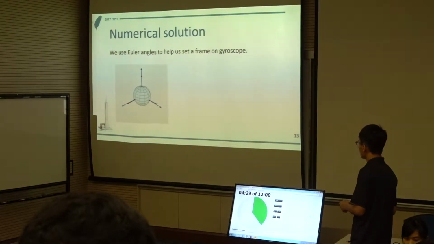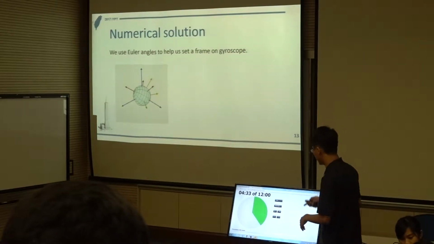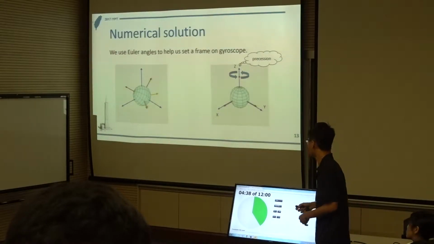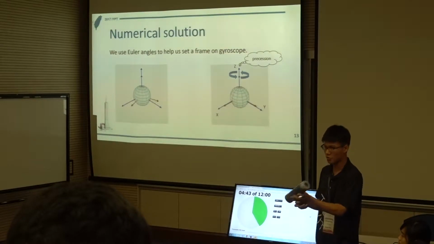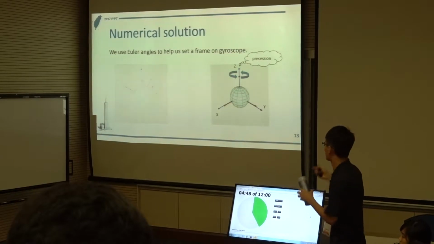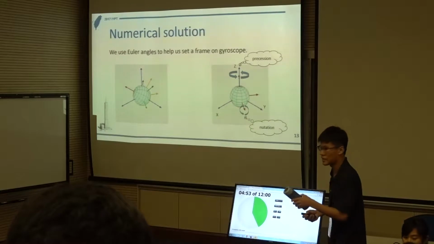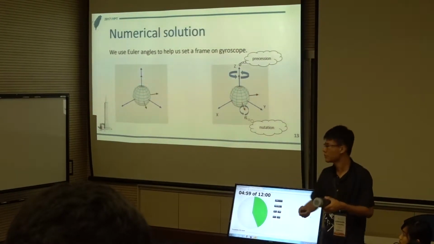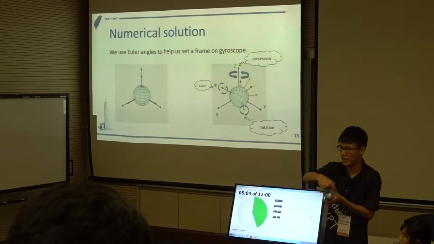First, we use the Euler angles to help us set the frame of the gyroscope. This is the simple idea of the Euler angles. First, you can look at this photo. The gyroscope has a precession which will run in this direction, and its rotation angle is like this, which we call phi in our theory model. Later it has a nutation like this, and we call it theta, which is this angle. And third is the spin of the gyroscope itself, which is in this direction.